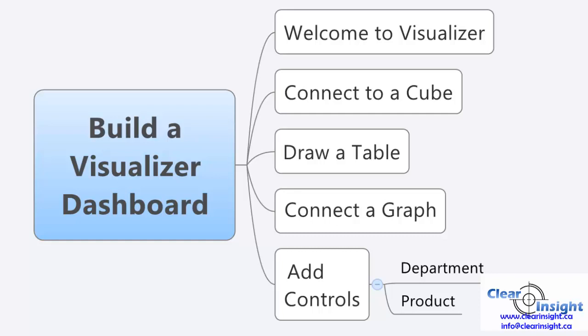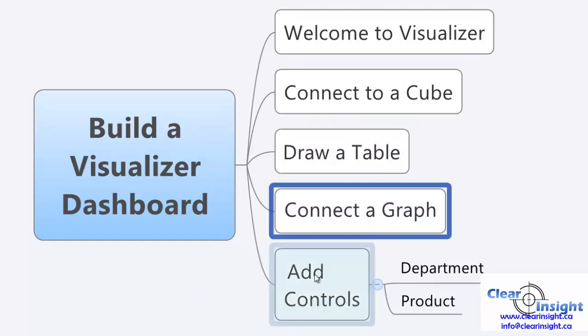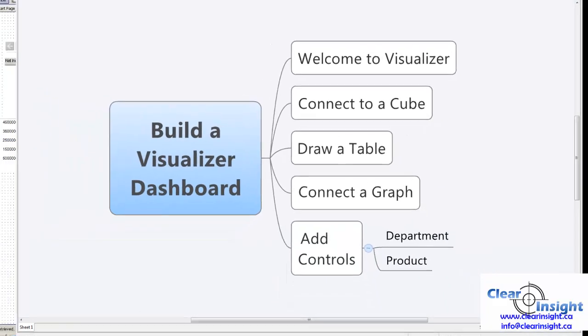Thank you for watching this quick demo on how to build a Visualizer dashboard. This is going to be a fairly simple one. We're going to walk through some of the welcome screens that come with Visualizer out of the box. We're also going to just open up the Visualizer Builder tool. We will connect to a cube, draw a table, connect a graph, and add some controls that will help us pick our department product. So let's take a look.